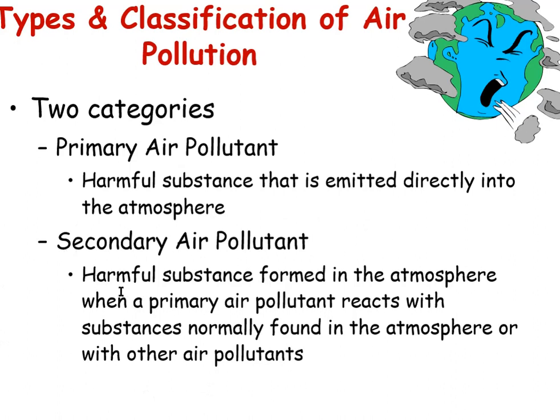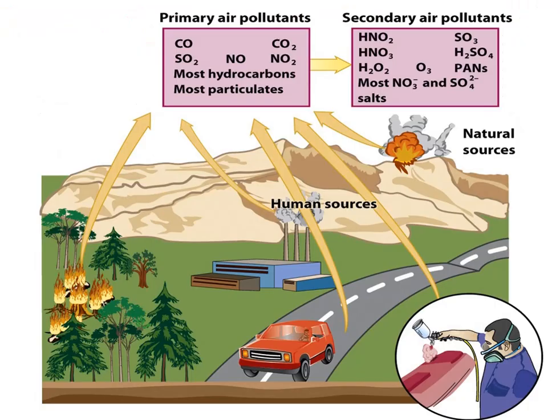The secondary air pollutants are harmful substances which are formed in the atmosphere when a primary air pollutant, like carbon dioxide or dust particles, combines with any substance normally found in the atmosphere, or with any other air pollutants like smoke, as I gave you the example in unit number 3 and 2.